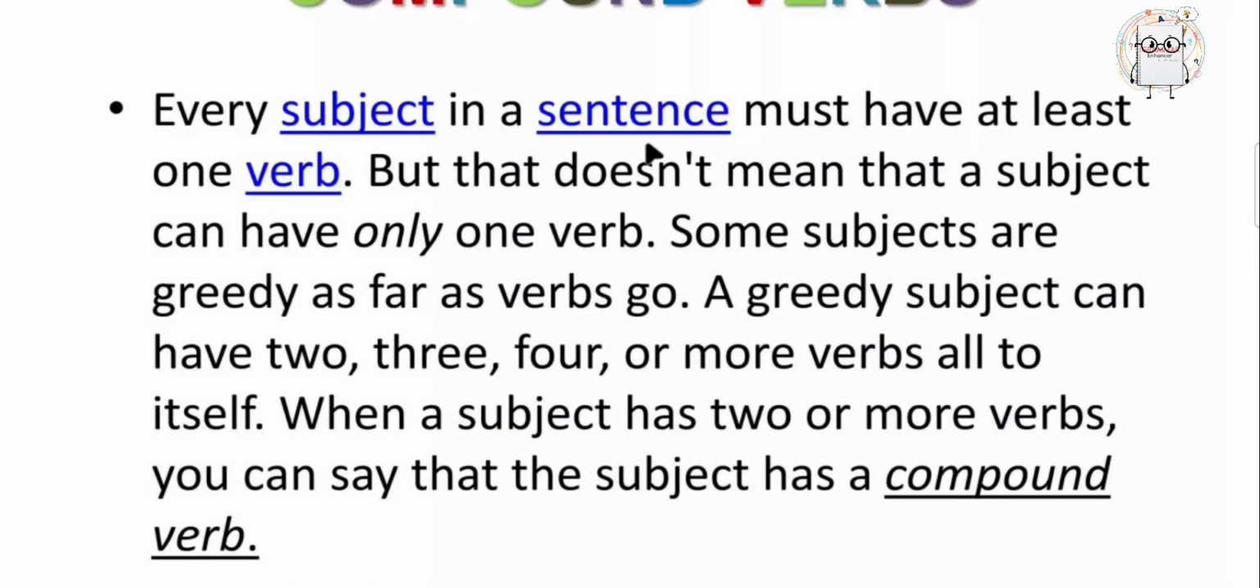Compound verbs. Every subject in a sentence must have at least one verb, but that doesn't mean that a subject can have only one verb. Subjects are greedy as far as verbs go. A greedy subject can have two, three, four, or more verbs, all to itself. When a subject has two or more verbs, you can say that subject has a compound verb.